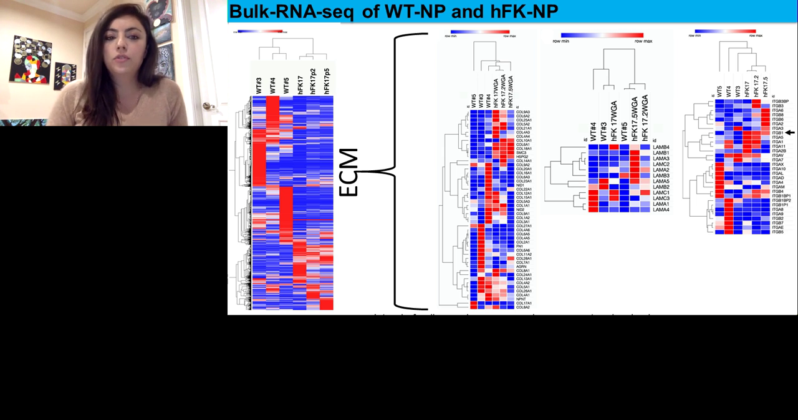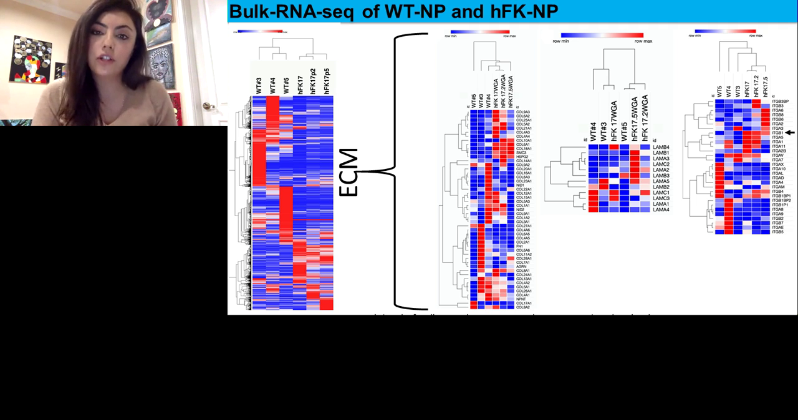And next, we wanted to look closer into the extracellular matrix, and we looked at collagens. And we could see that the Wilms tumors tend to cluster more together, while the human fetal kidneys clustered together, and they share similarities between one another. While with laminin, it seemed like they actually expressed similar laminins. In particular, they expressed a lot of laminin alpha 5.